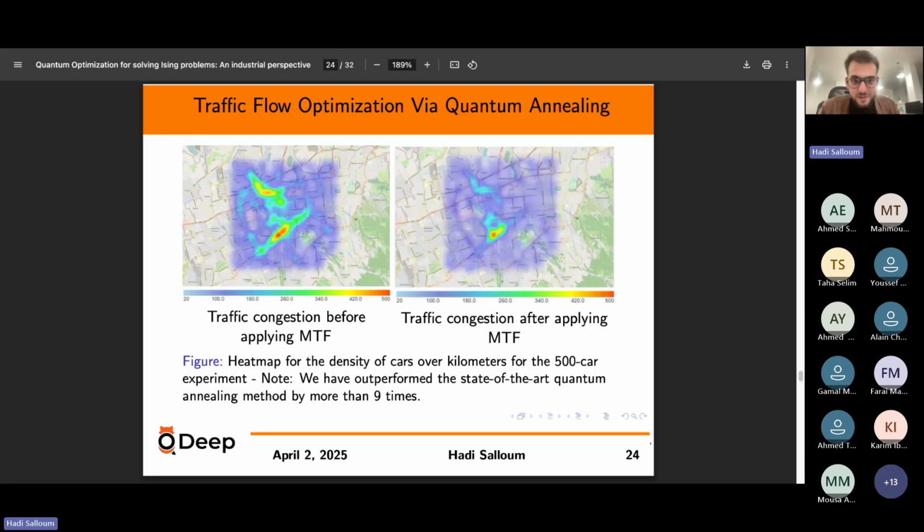So what we did in this paper is we solved traffic flow for 500 cars, but using only the pure quantum processing unit. This is 177. But what we did, we utilized, because if you think about traffic flow, it's not only connected.